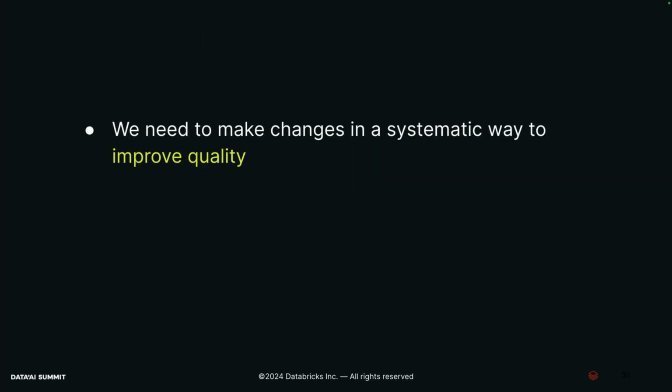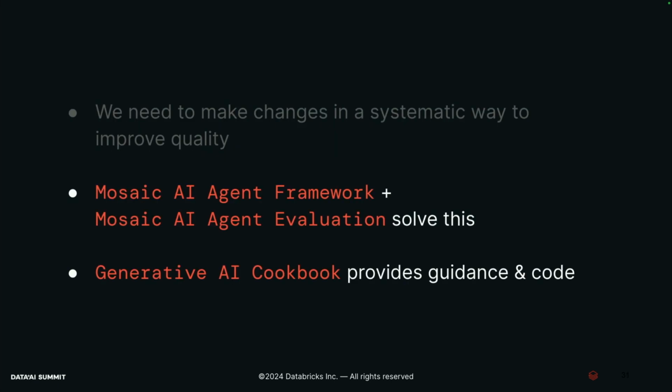So really what we want, what we need is a way to make changes in a systematic way to improve quality. And what we're introducing to solve this are two pieces. It's the Mosaic AI Agent Framework and the Mosaic AI Agent Evaluation.